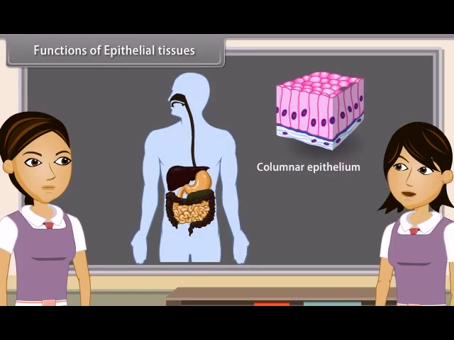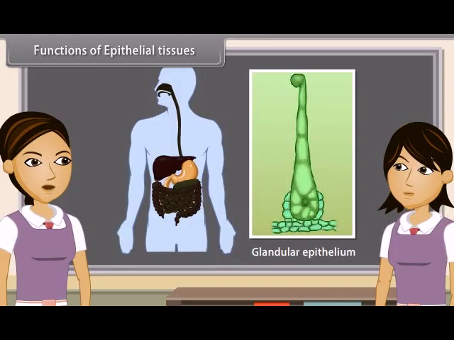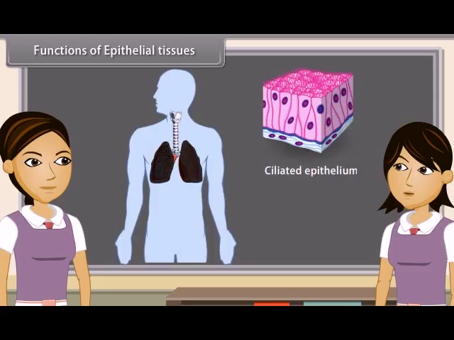Main function of columnar epithelium is absorption and secretion. Main function of glandular epithelium is secretion from these glands. The rhythmic, concentrated beating of cilia of ciliated epithelium moves solid particles in one direction through ducts.